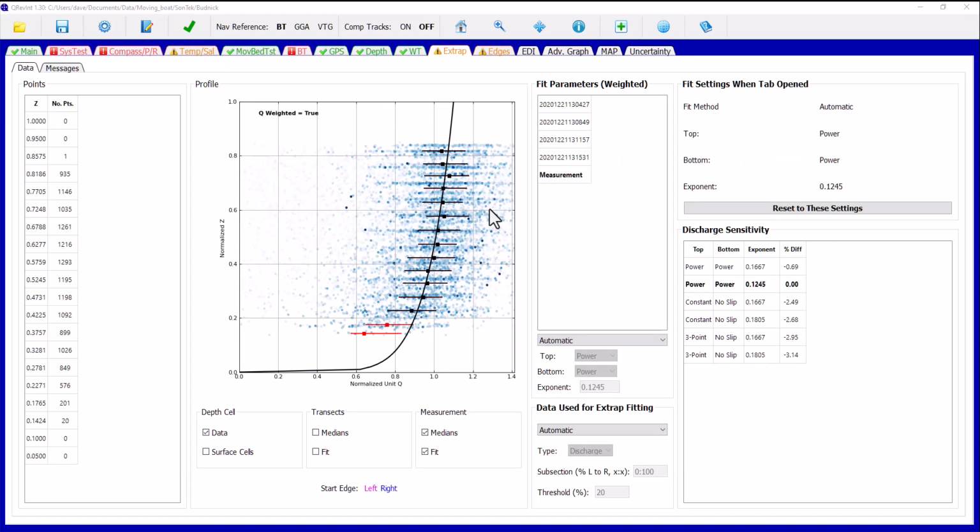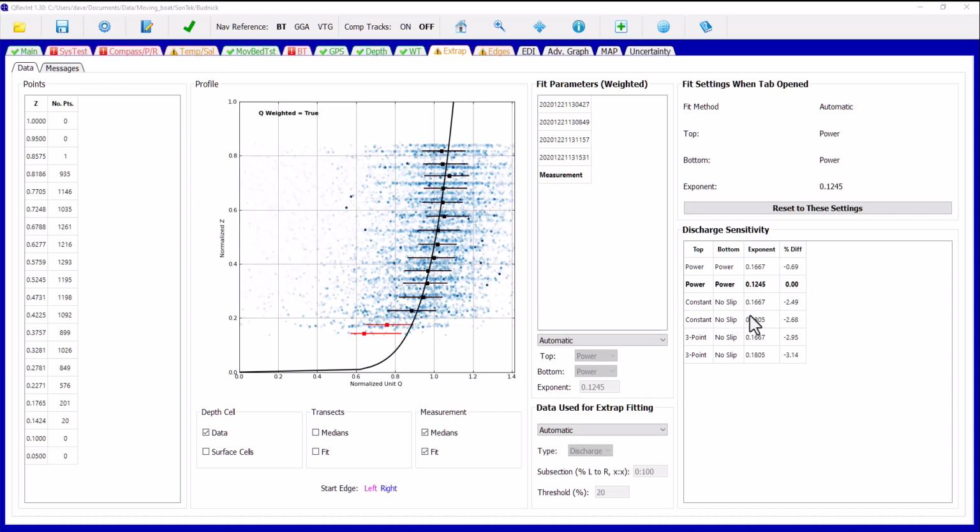When reviewing and deciding on an appropriate fit, you should look at how well the fit matches the data and include in that evaluation any side information that you have, such as channel shape and wind direction. But you should also look at the sensitivity table to evaluate the percent difference in final discharge that will be made by changing the extrapolation methods. If the change is less than 0.5 to 1%, then don't spend much time deciding between different fits, as it makes little difference on the final discharge.